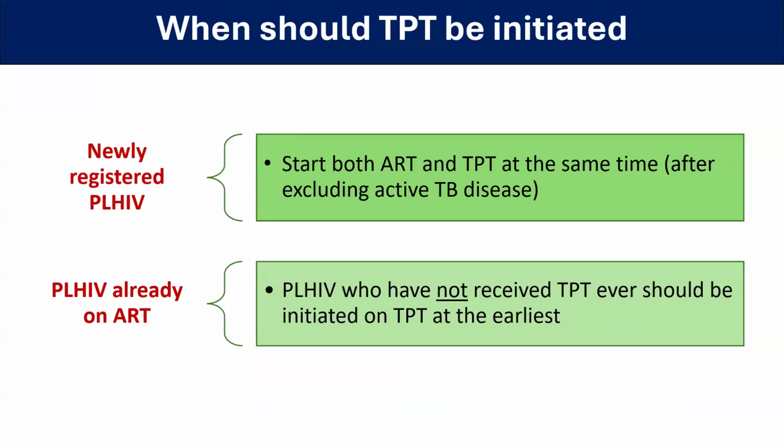So when should it be initiated? For all newly registered PLHIV, start both ART and TPT at the same time after excluding active TB disease. We have seen how to exclude active TB disease in the earlier slide. PLHIV who are already on ART and have never received TPT should be initiated on TPT at the earliest. We are not going in depth into the special situations of TPT, but if interested, you can refer to the operational guidelines and treatment guidelines for the special situations of how TPT has to be initiated. The guidelines need to be updated, but at least you can refer to the treatment guidelines.